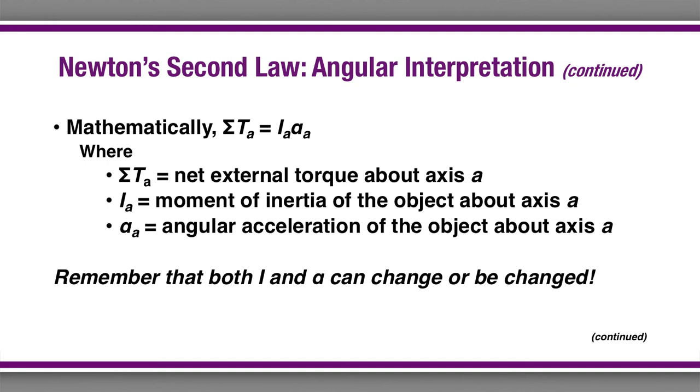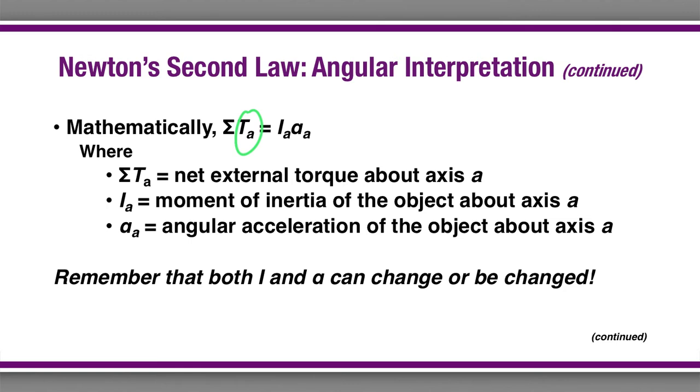So in Newton's second law, mathematically it would be summed as the sum of torques in an angular motion will be equal to the moment of inertia times the angular acceleration. So the net external torque about axis A is equal to the moment of inertia of the object about axis A times the angular acceleration of the object about axis A.